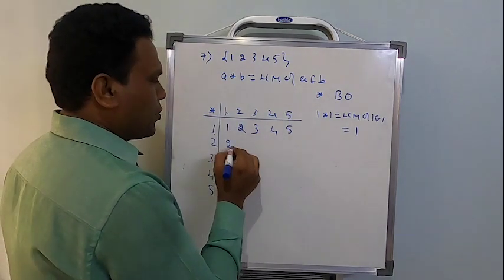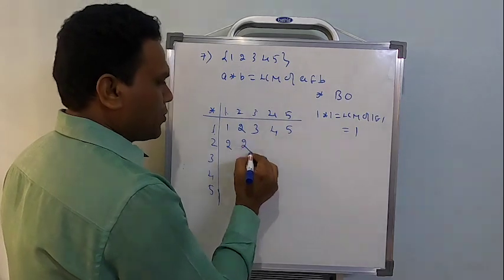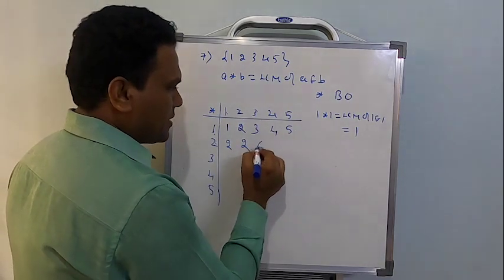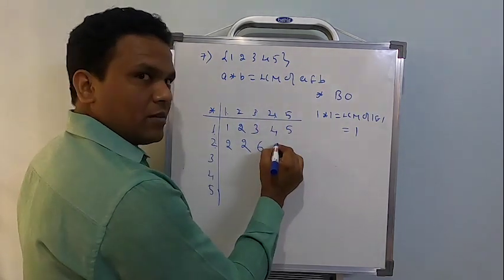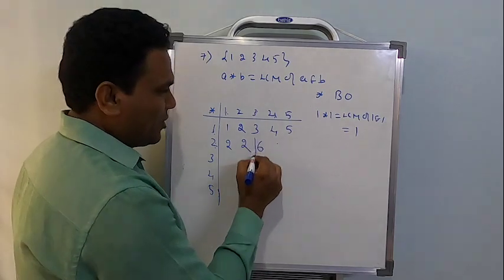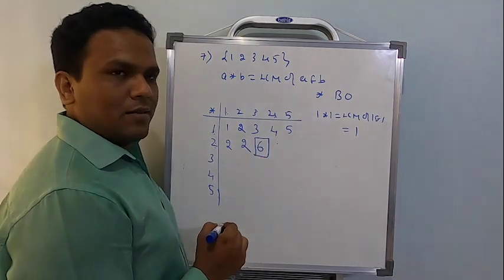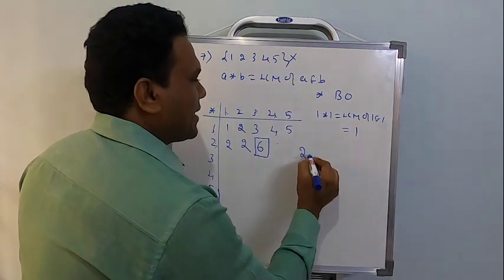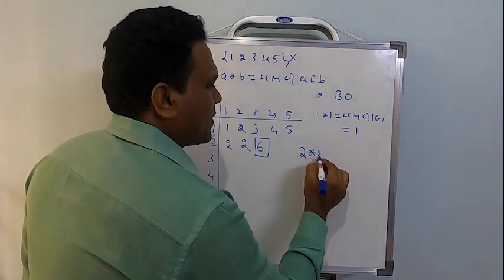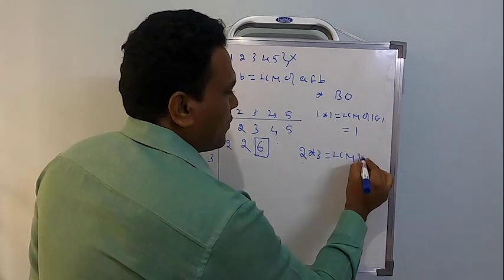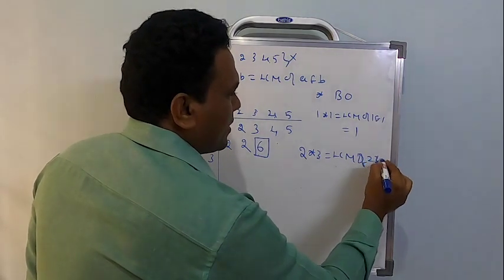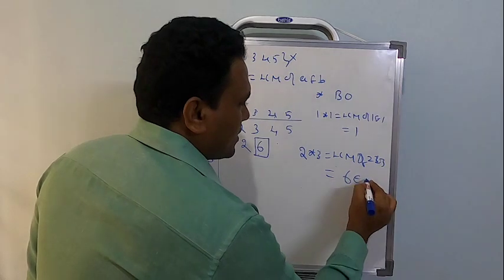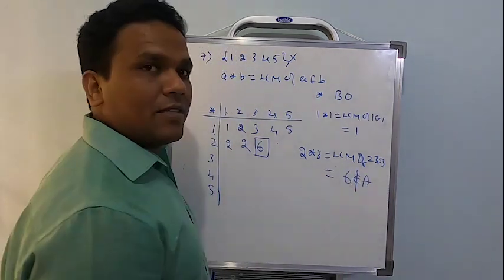Now the next one. LCM of 2 and 1, 2. LCM of 2 and 2, 2. LCM of 2 and 3, 6. LCM of 2 and 4, no need to proceed actually. Look here. 6 is an element which is not there in the given set. What I am getting here, 2 star 3 equal to LCM of 2 and 3, and that is equal to 6. 6 does not belong to the given set.